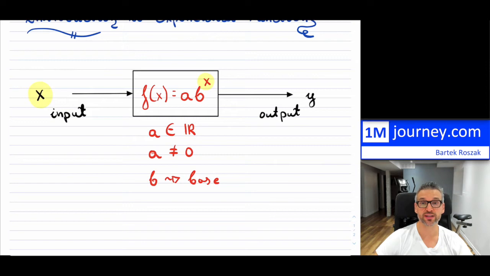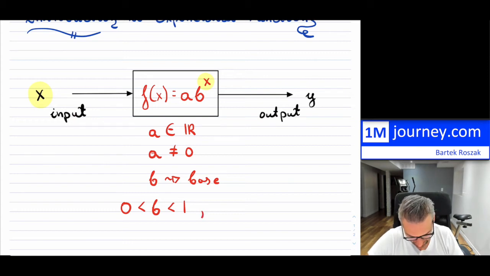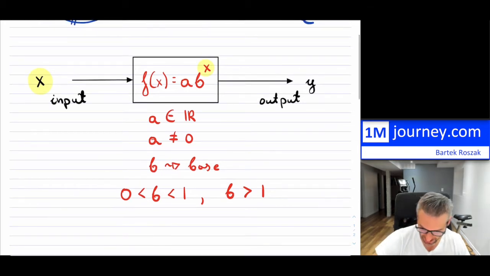Now we're going to restrict it into two different categories. We're going to restrict our base so that it is either less than 1 and greater than 0. And then the other restriction might be that it is actually greater than 1. So maybe I'll write it in this way where b is greater than 1. So it's bigger than 1 in some way.